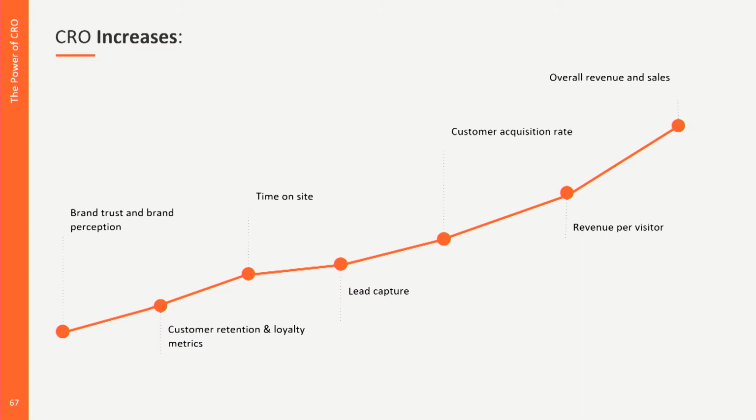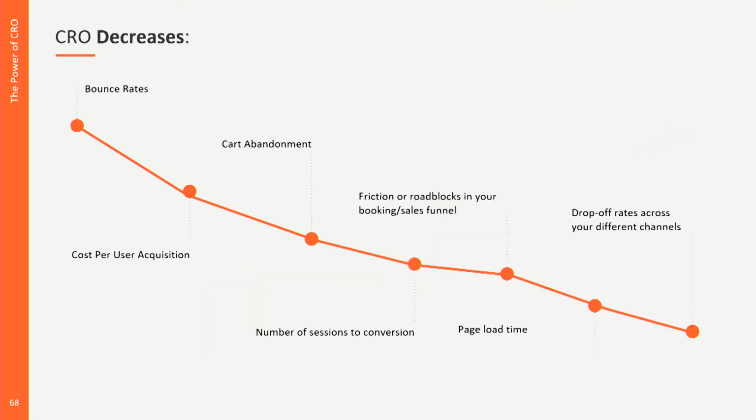So as you can see, conversion rate optimization does a lot to increase those KPIs that we always want to see more of, right? An average increase in order value, time on site, revenue per visitor, and overall sales and revenue. And it decreases a lot of those things that we have in our KPI meetings that we want to decrease, right? Cart abandonment, bounce rate. One of the biggest things is actually cost of acquisition of customer and number of sessions to book.